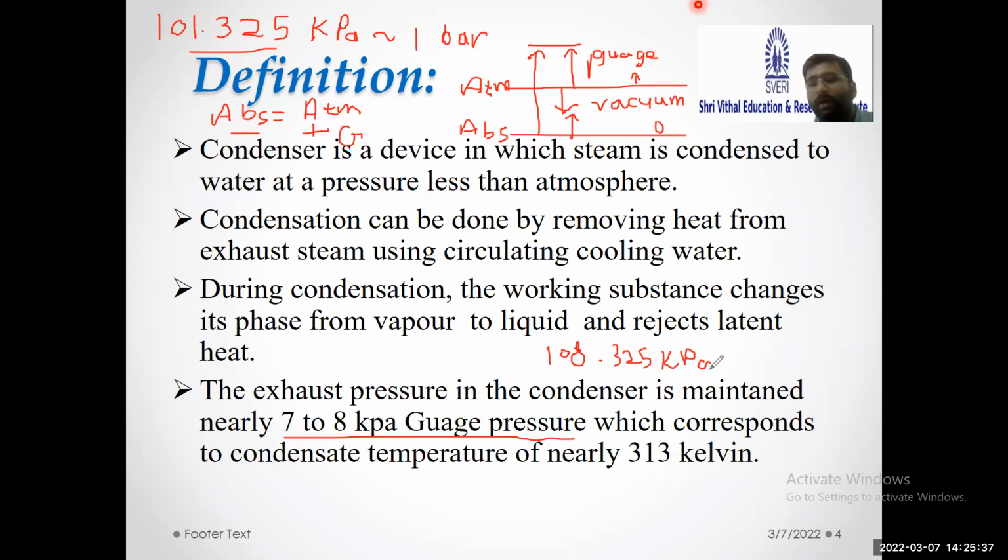And what will it be in bar? In bar, how much will it be? It will be 1.08 bar.